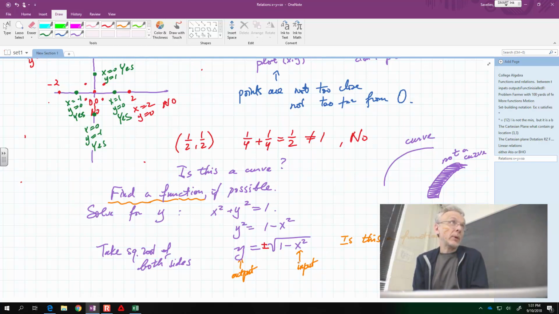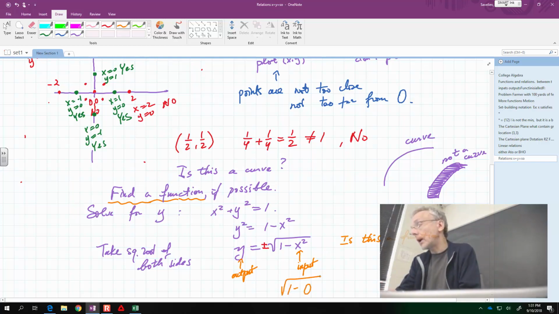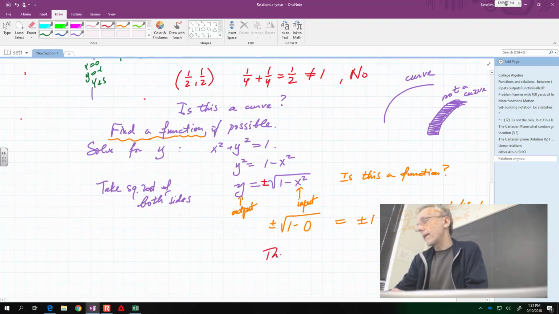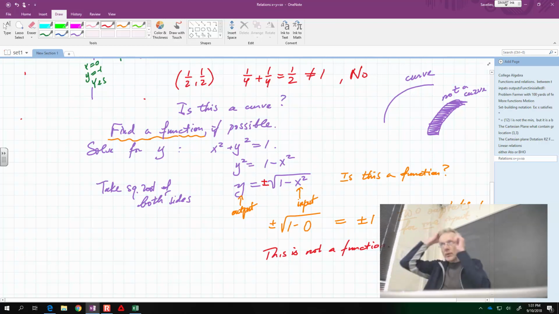For the same input. So if I plug in 0, for example, I will end up with 1 minus 0 squared, plus or minus. I have plus or minus 1. 2 outputs for 1 input. Okay, so as it is stated, this is not a function. It can often be more subtle, but this one is very explicitly not a function.